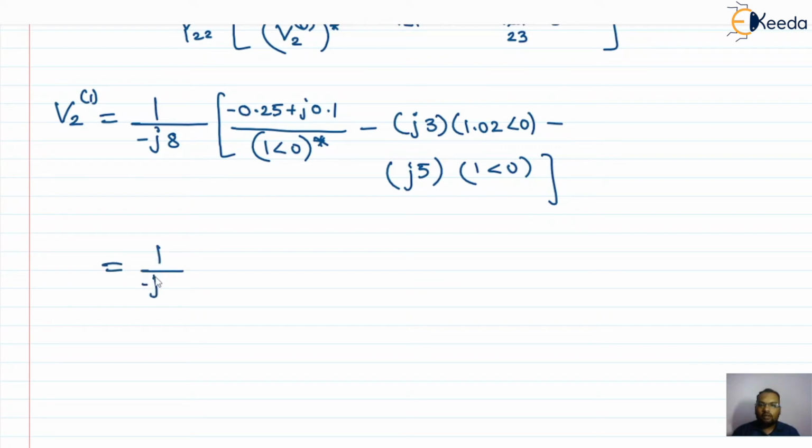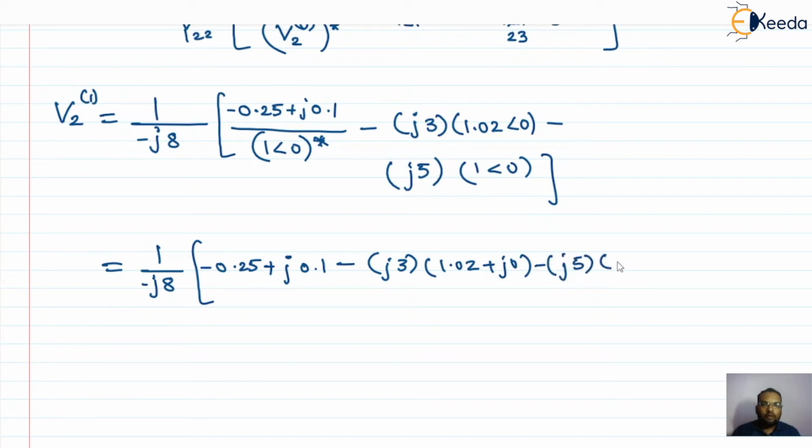You just verify, you will get this value. Here the first term, 1 upon minus J8, will remain as it is. Here 1 to the angle 0 degree conjugate will remain 1 only. 1 to the angle 0 degree, if I convert it into the rectangular form, becomes 1 plus J0, and that conjugate will be 1 minus J0. So J0 is immaterial, only 1 will remain, so that denominator we can neglect. So here we will get minus 0.25 plus J0.1. Here J3 into, if you solve this, it will be 1.02 plus J0, minus J5 into 1 plus J0.